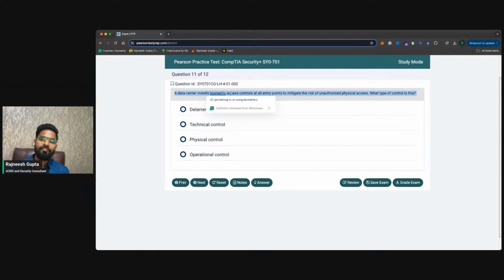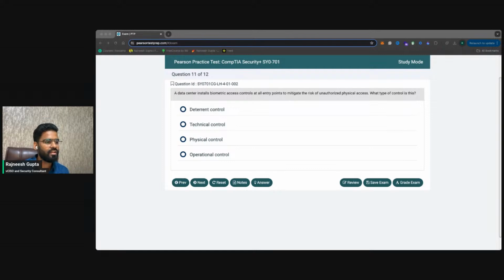Perfect. Let's go to the 11th question, second last. A data center installs biometric access control at all entry points to mitigate the risk of unauthorized physical access. What type of control is this? Simple. It sounds simple, it looks simple. It's biometric access control at all entry points to the data center, right? I don't think it could be deterrent because, if you remember, we talked about deterrent being about basic changes, surveillance-related activity, hardware lock, reduces the likelihood.